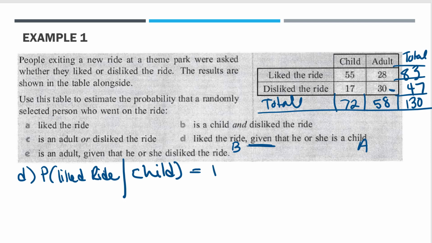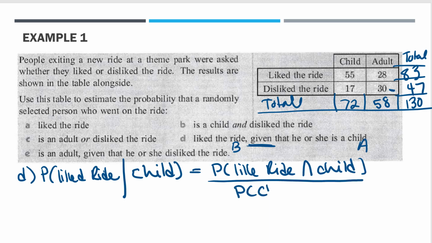So how do we set that up? Our numerator is the intersection between liking the ride and a child, and the denominator is the given, the fact that the person is a child. So instead of having that 130 as our total in our denominator, we don't need to account for the adults as a possibility because we already know that it's a child. So our denominator is going to be 72 because that's our probability of being a child.